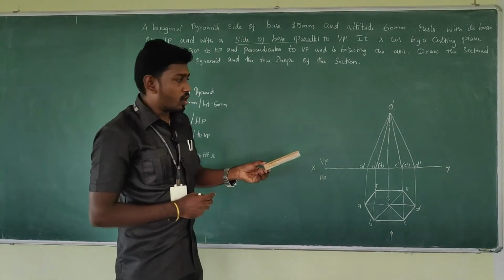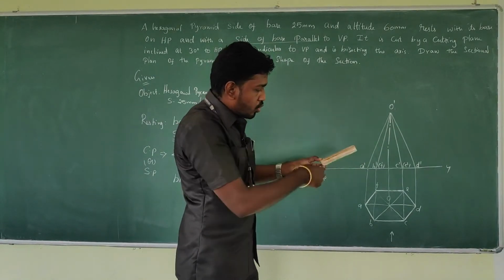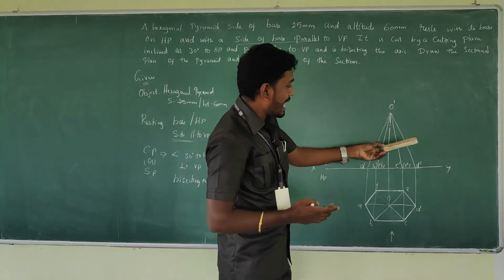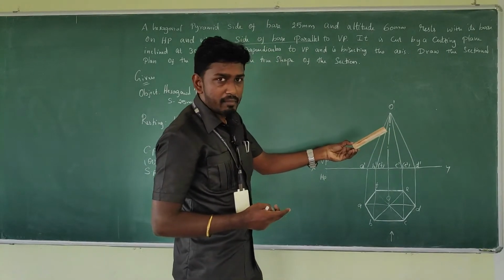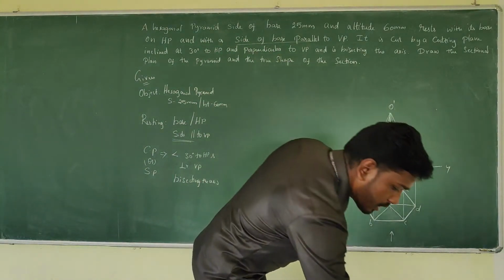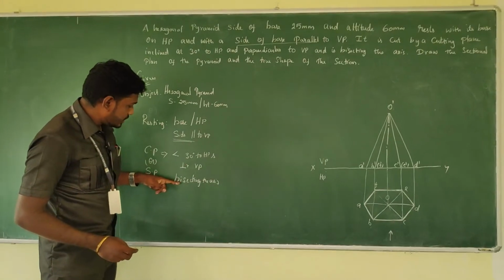Okay, this is how. So we need to cut the object something like this. So the cut will happen in the front view since it is being placed like this. Okay, the cut will happen in the front view. Okay, so what is the condition given?